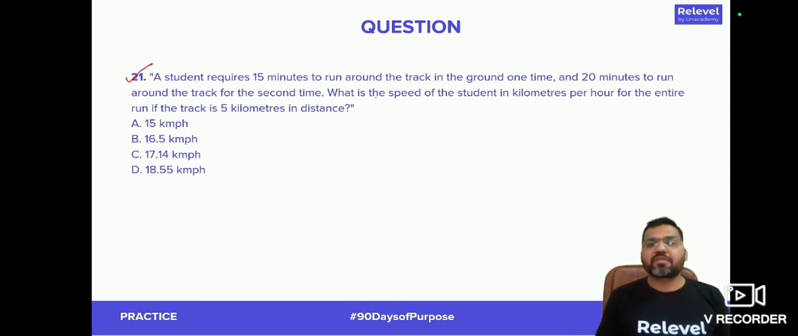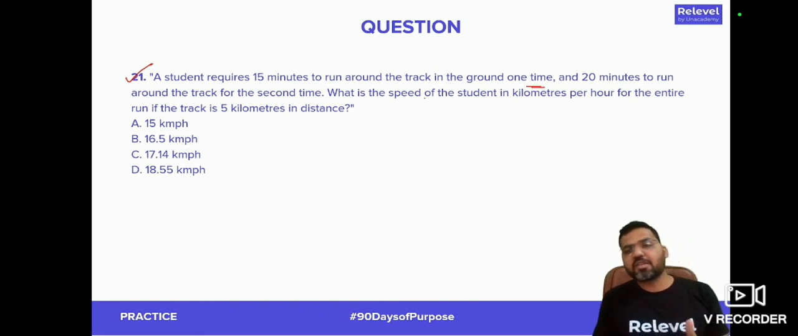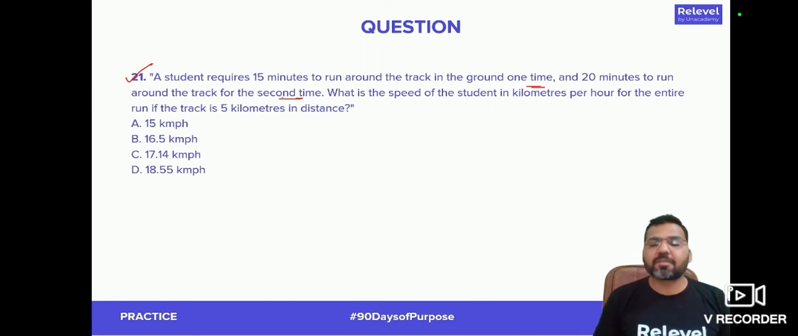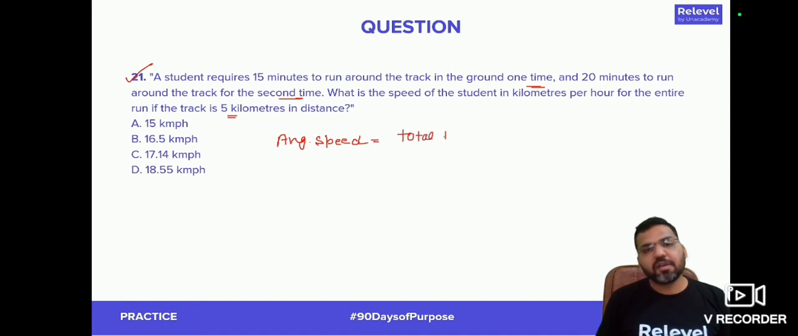A student requires 15 minutes to run around the track in the ground one time and 20 minutes to run around the track for the second time. What is the speed of the student in kilometer per hour for the entire run if the track is 5 kilometer in distance? So guys, we are supposed to find out the average speed here, and we know that average speed is total distance traveled upon total time taken, right? Total distance traveled divided by total time taken.